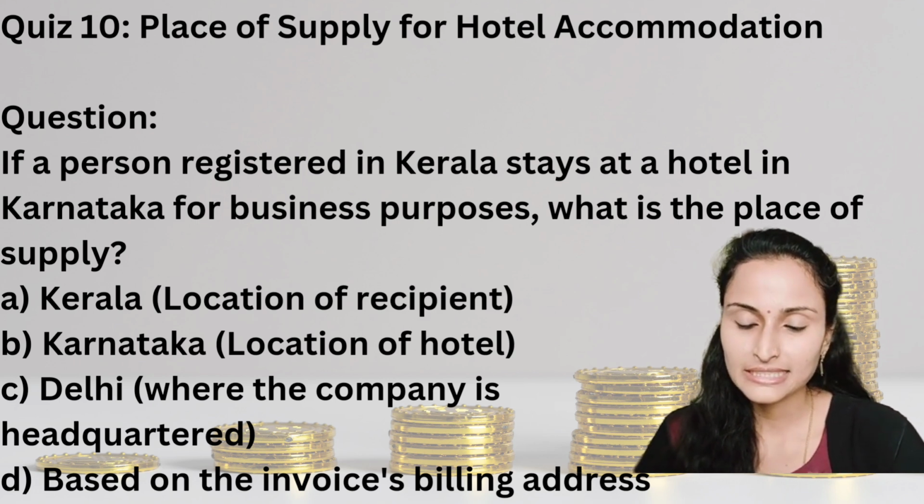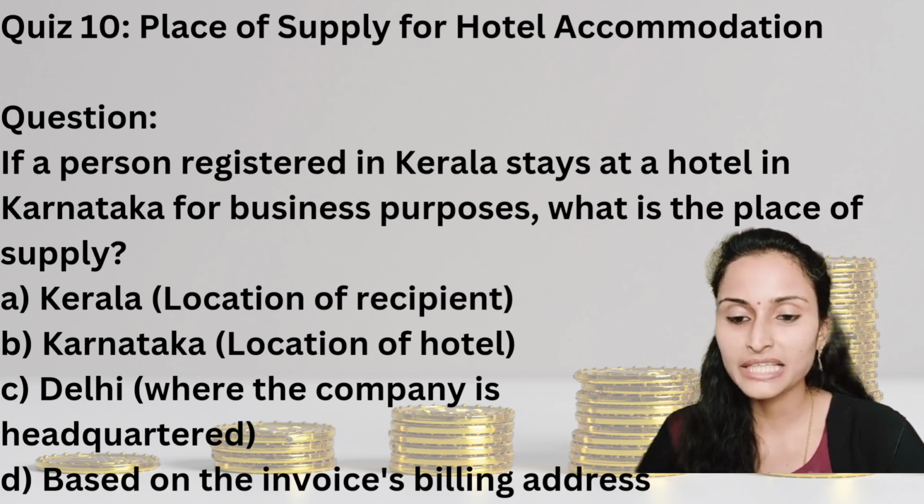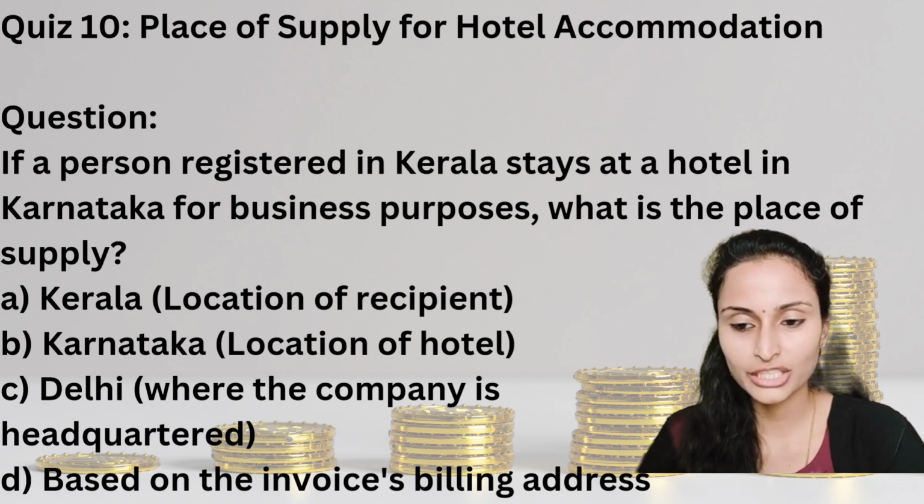Then let's move on to the last but not least question. If the person registered in Kerala stays in a hotel in Karnataka for business purpose, what is the place of supply? The options are A. Kerala, the location of the recipient, B. Karnataka, location of the hotel, C. Delhi, where the company is headquartered, and D. based on the invoice bill's address.